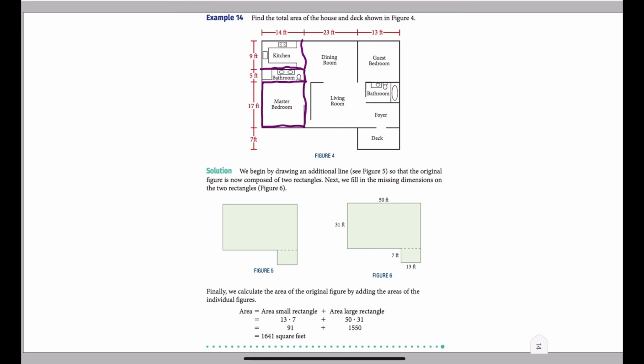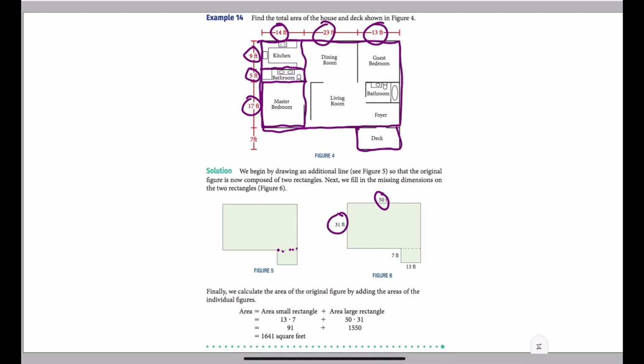But maybe a better way to think about this is as one big rectangle, for the most part, with a small addition. So I really just have 2 big rectangles, and we can see that here in the drawing. So then if I add 14 plus 23 plus 13, I'll get 50. And if I add up 9 and 5, 17, then I'll get 31.